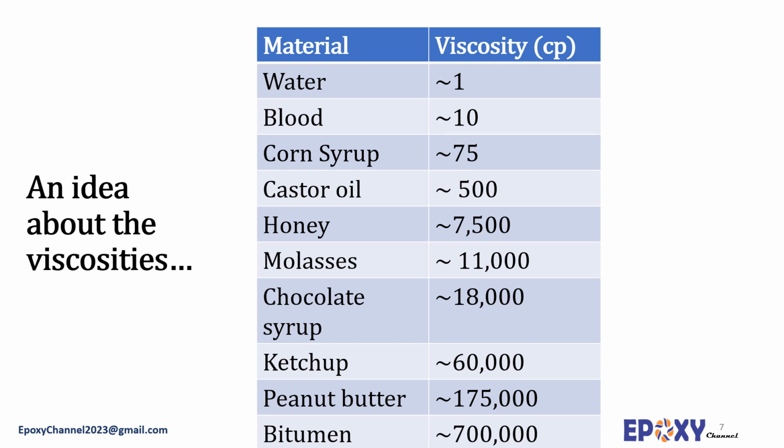Blood, how thick it is, has a viscosity of 10 centipoise. The mu is around 500 centipoise for various oils, and for honey at 25 centigrade it is about 7,500 centipoise. For bitumen it is around 700,000 centipoise.